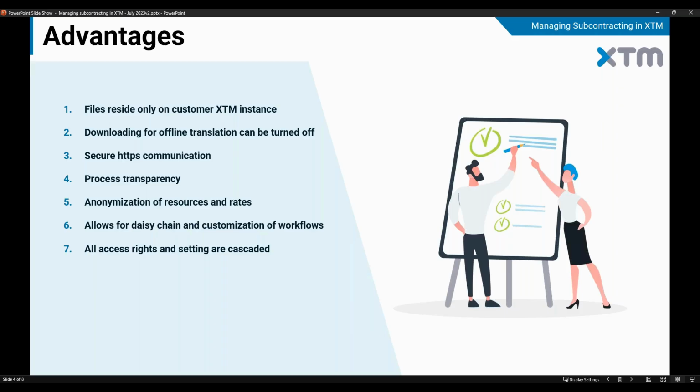All access rights and settings are cascaded from the contractor to the multilingual vendor, and then to the single language vendor, or to the linguist processing the files. Linguists log into the subcontractor instance. The linguist opens up the workbench using internal APIs that are directed back into the main instance. This is why we say the files and everything remains in the main system. You will learn more about these advantages as we progress with this webinar. Having mentioned the advantages of subcontracting in XTM, let's see now how to set up an LSP.